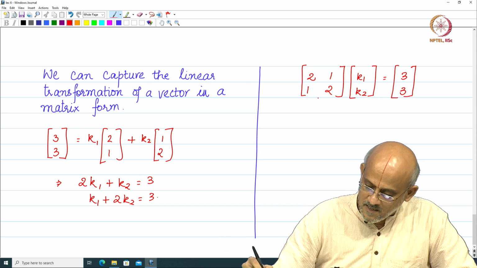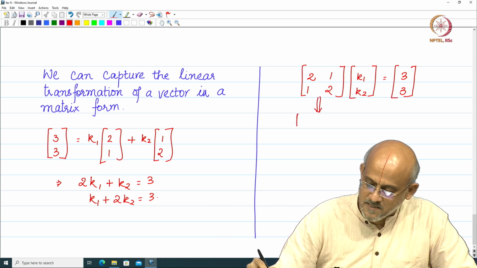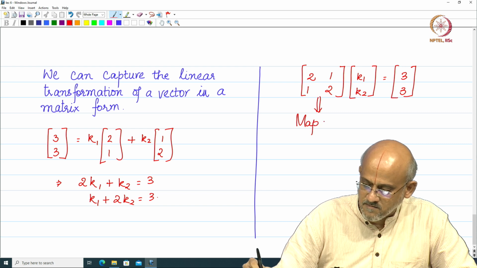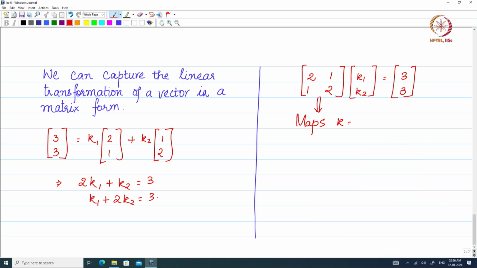That means this maps the vector k, which is equal to k1 k2, to the vector which is 3 3, yeah. So, what we do is that is exactly what we have been doing. We are going to look at capturing the linear transformations in the form of a matrix.